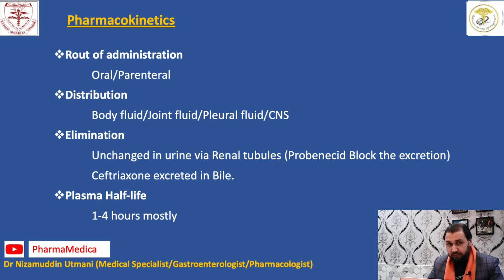Like penicillin, probenecid also decreases their excretion. Ceftriaxone is mainly excreted through the biliary tree. So for biliary infection, ceftriaxone is the drug of choice among injectables, while cefuroxime is another choice if you want to give an oral cephalosporin. The plasma half-life is 1 to 4 hours.